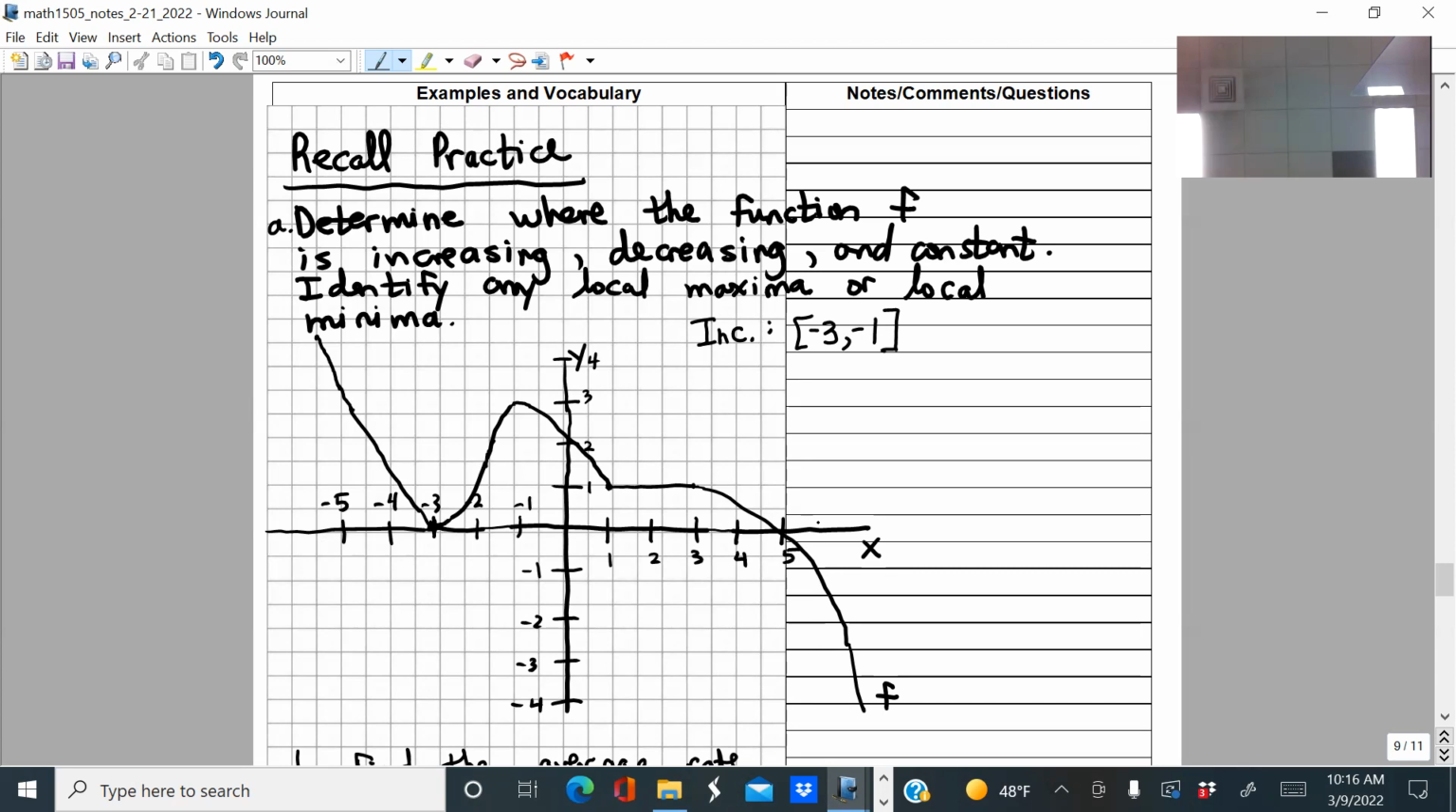So remember, we're always thinking of moving from left to right. So we're always thinking of the x values as increasing, right? So the question here is, as we move from left to right along the x-axis, where are the y values going up, or where are the y values going down? What about decreasing? So that's a little bit more complicated, right? Because there's several places where this is falling.